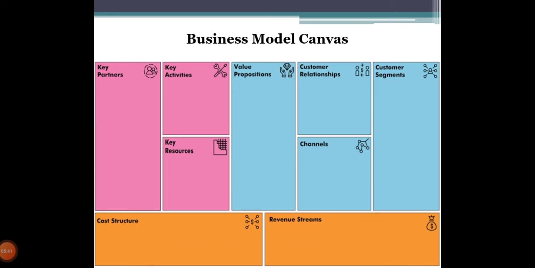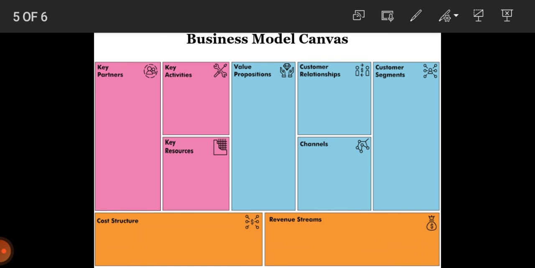Here we have the components of the business model canvas. First is the key partners. As we know, key partners are the relationships that your business has with other businesses to ensure your business model will be successful. Next we have key activities. As we know, these are any activities that your business is engaged in for the primary purpose of making a profit.